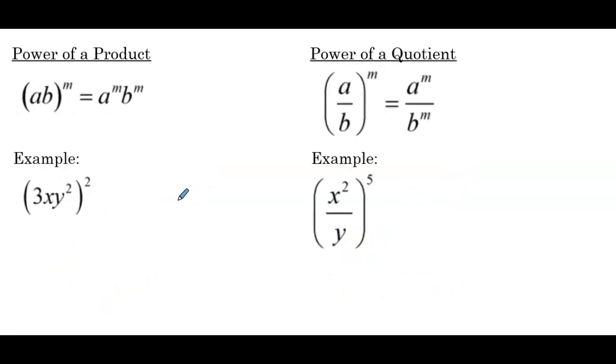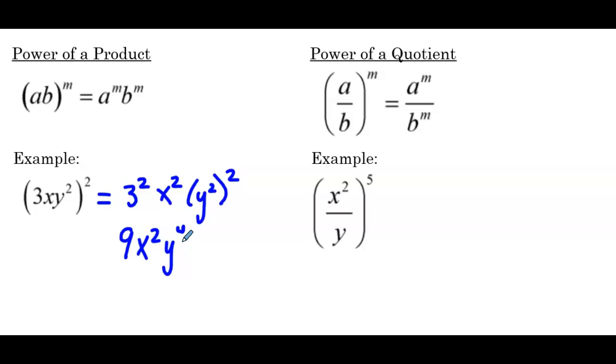Now we have the power of a product. If we have the quantity a times b, and we're raising it to the m power, that's going to be a to the m times b to the m. Essentially, we're going to distribute the exponent to each variable in the expression. In our example, we have 3xy squared, all raised to the second power. We want to think of this as 3 squared, and then x squared, and then y squared squared. Each term of our expression has been raised to the second power, so that's going to give us 9 x squared y to the fourth.